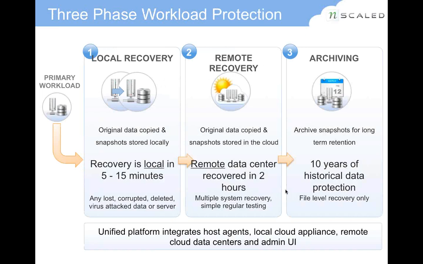So this model that we refer to as three-phase workload protection basically looks at the primary workload. That's your production environment. That's your SQL database server. That's your Microsoft Exchange, whatever it might be. We're going to snapshot that every 15 minutes, maybe every hour. It depends on the criticality of that system. And we want to store that snapshot on a system that is on your network, that is local to your data center.